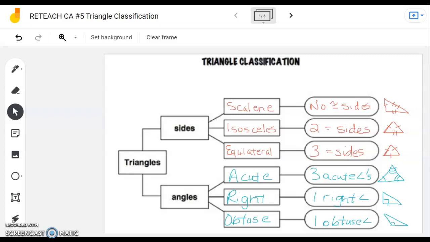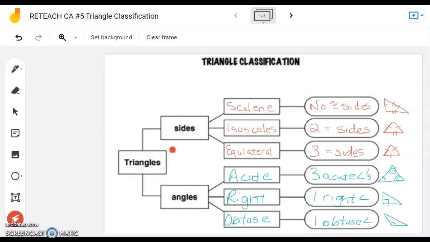So we are here to reteach triangle classification. That was one of the most missed problems. So we classified triangles two different ways. We classify triangles by their sides and by their angles. Okay, and you were asked to do both.